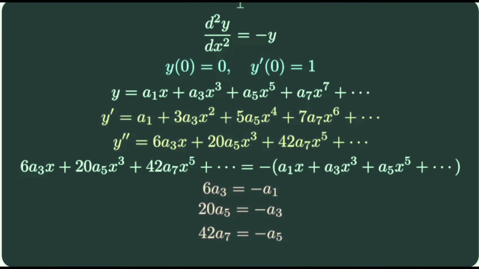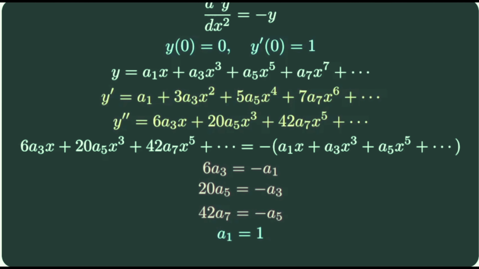Now use the starting conditions. We know y at 0 equals 0, which is automatically satisfied by the odd series. We also know y prime at 0 equals 1. From the derivative, y prime at 0 equals a 1. So a 1 equals 1.